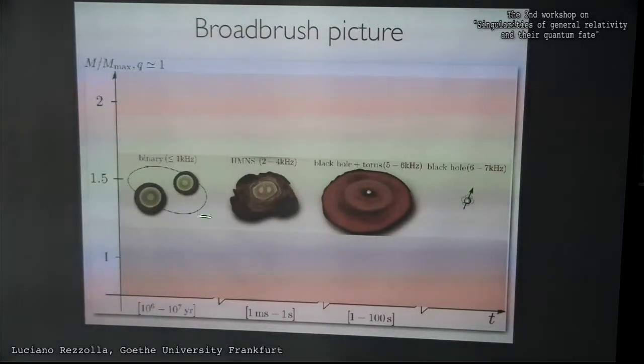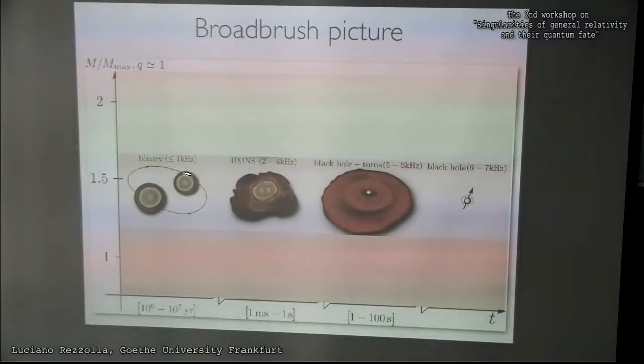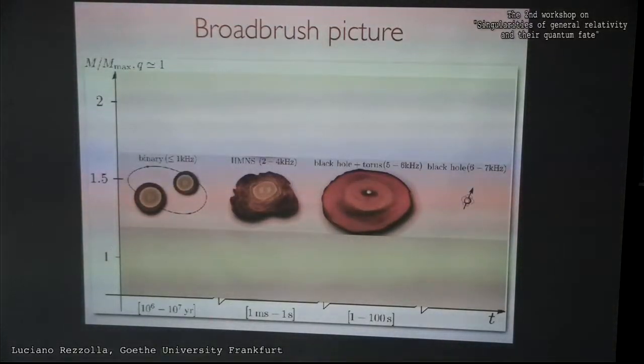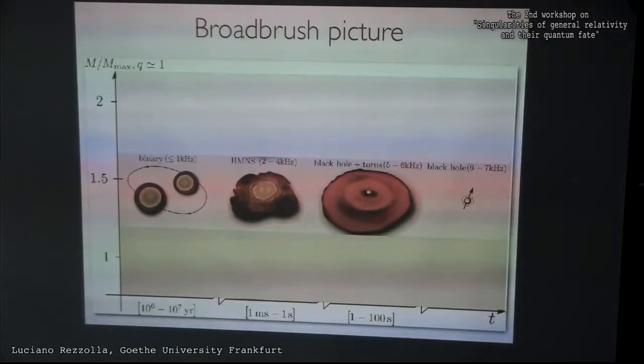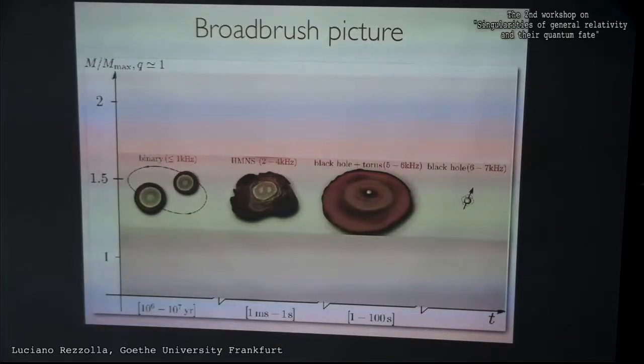But you can think that if the system is roughly in this range, then this is what is going to happen. The binary is going to inspiral for 10 millions of years or so. It will produce this hypermassive neutron star, which is a highly distorted object, will produce a black hole and a torus, and then eventually will produce a black hole in vacuum. And all of this takes about 100 seconds from merger to the final black hole.